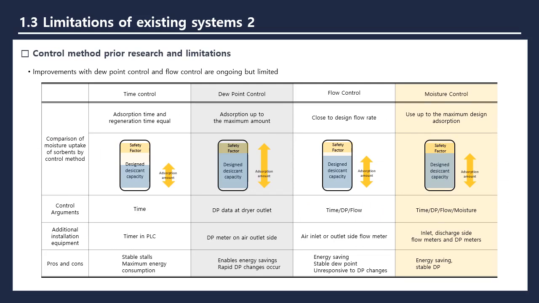Due to energy concerns and inefficiency, various dryer operation methods, such as dew point control and flow control, have been studied as shown in the table below. However, the dew point control method responds too quickly to dew point changes, posing risks to supply quality, while the flow control method does not adequately respond to humidity variations. Therefore, this study proposes a moisture control method to address these issues.